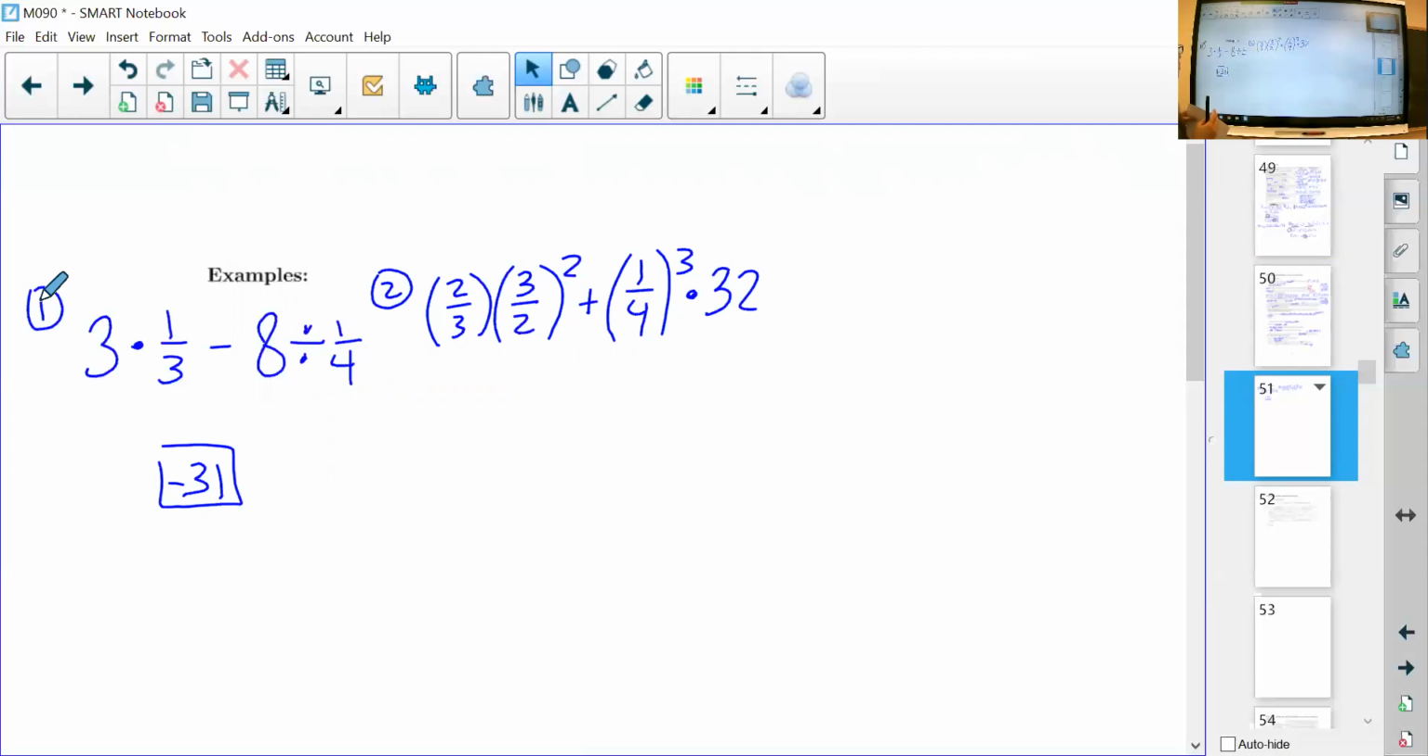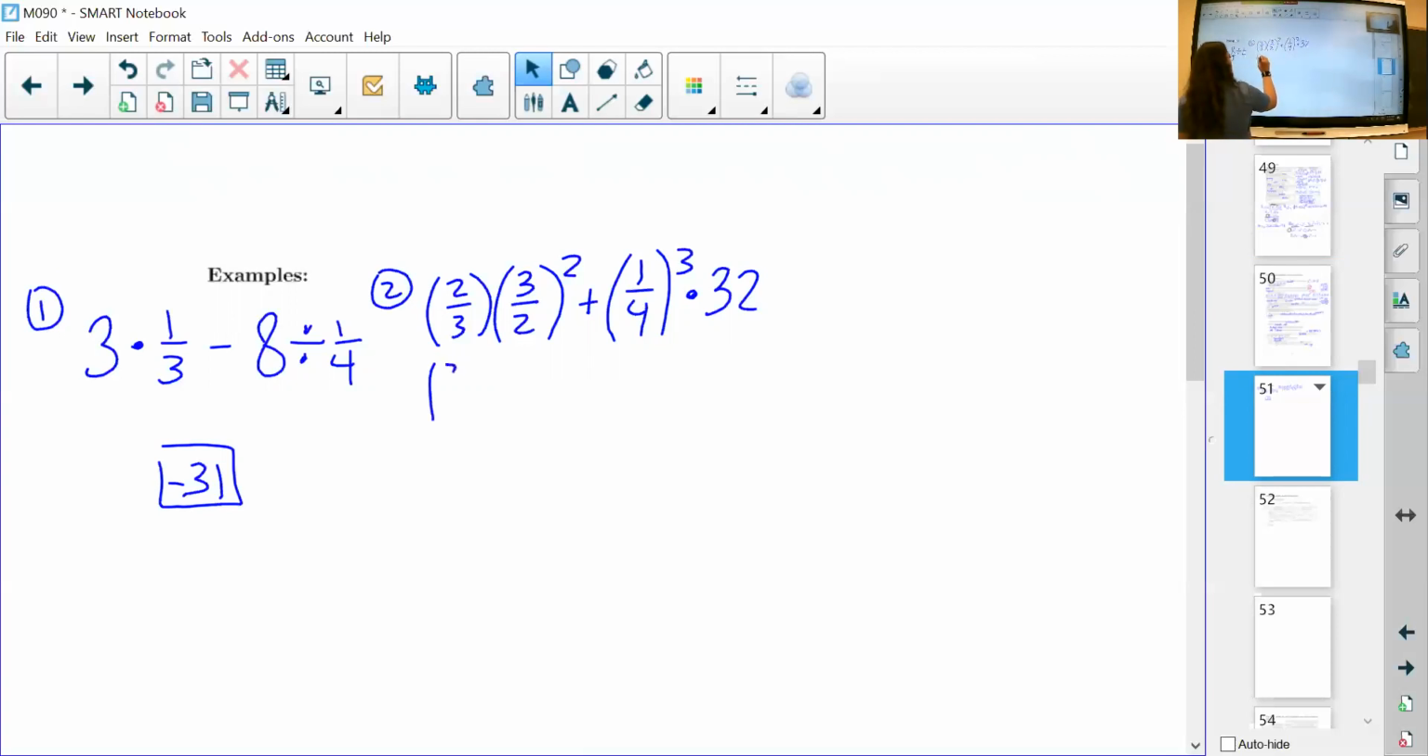Now the parentheses are really just grouping those fractions, making it very clear what to do first. This is 2/3 times 3/2. And you might start multiplying these two together and simplifying, except that this one is squared, this one isn't. So we're going to have to start by looking at our exponents.